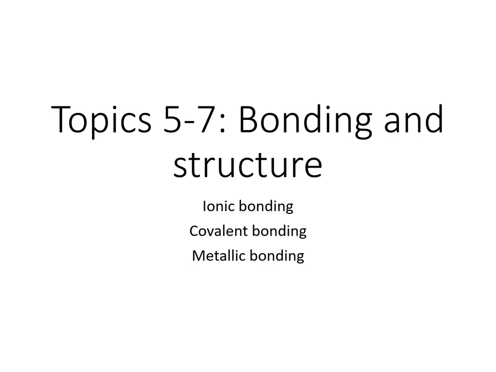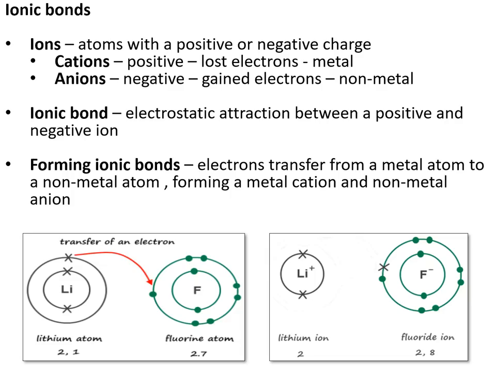Topics 5 to 7, bonding and structure. This covers ionic bonding, covalent bonding, and metallic bonding. Ionic bonding. Bonding is about how atoms join together, and in ionic bonding, it's to do with the formation of ions. Now, an ion is an atom with a positive or negative charge, and they're formed by gaining or losing electrons. We have cations. They are positive ions formed by losing electrons, and it is metals that form those. We also have anions, which are negative ions formed by gaining electrons, and those are formed by non-metals.